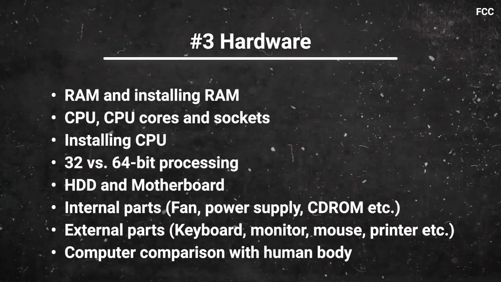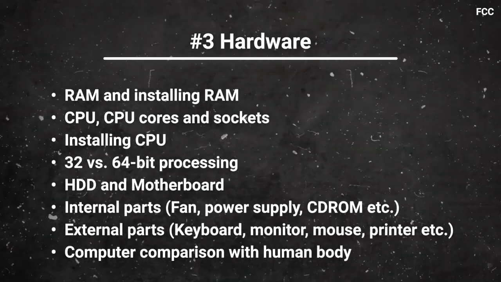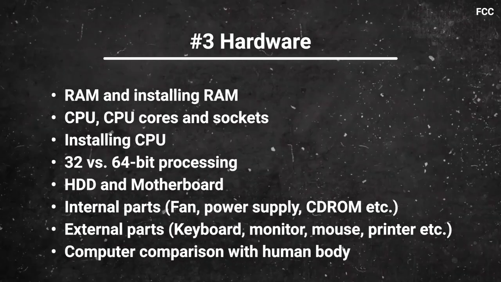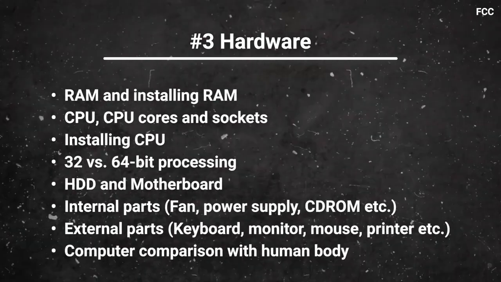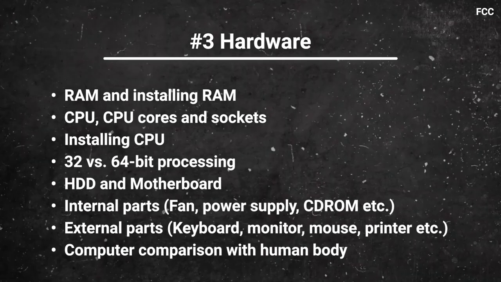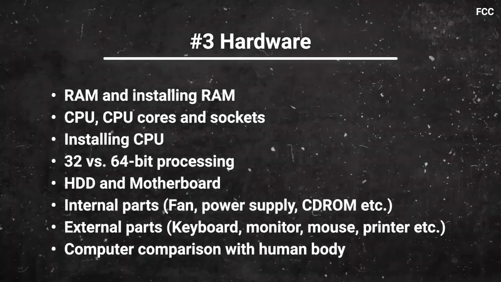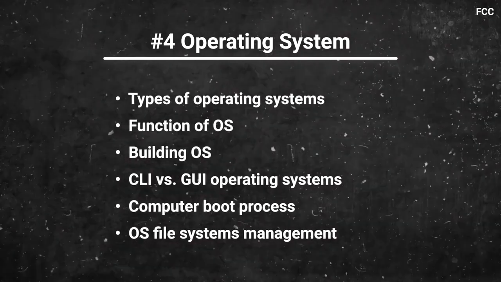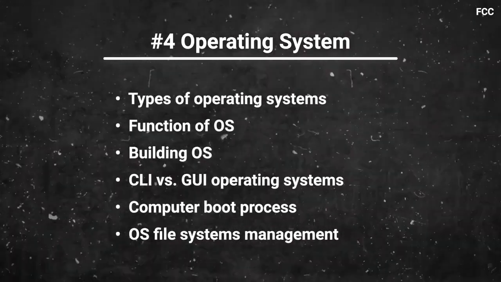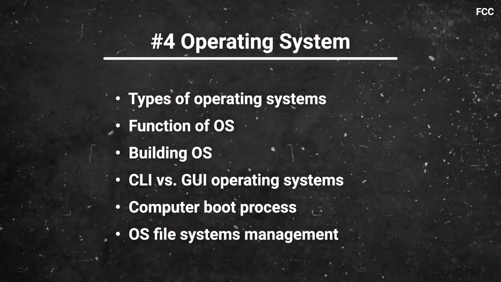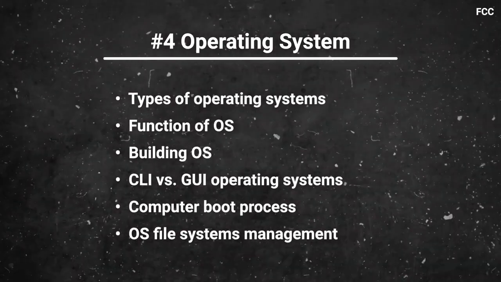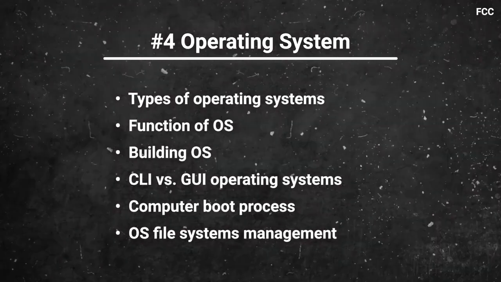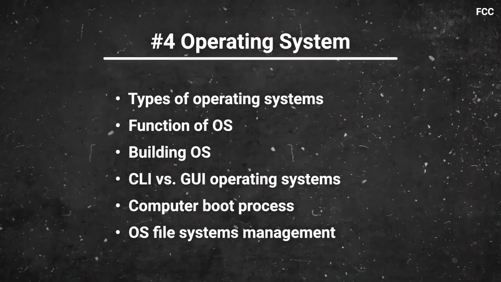We'll cover the different types of computers: RAM, CPU, cores and sockets, 32-bit versus 64-bit architecture, hard drives, motherboards, and internal and external components. Section 4, Operating Systems. This section focuses on operating systems, different types of OS, key functions, how OS is built, CLI versus GUI, the boot process, and file systems.